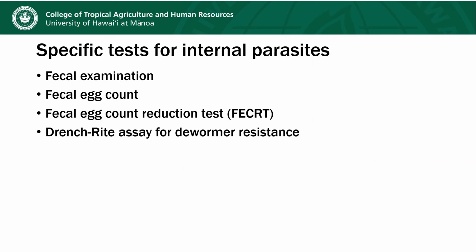In addition to the 5-point general health assessment for the internal parasites, we also have some specific tests that can help us understand the parasitism status in our flock or herd. These include the general fecal examination, the fecal egg count, the fecal egg count reduction test, and larval development assays such as the drench rate.